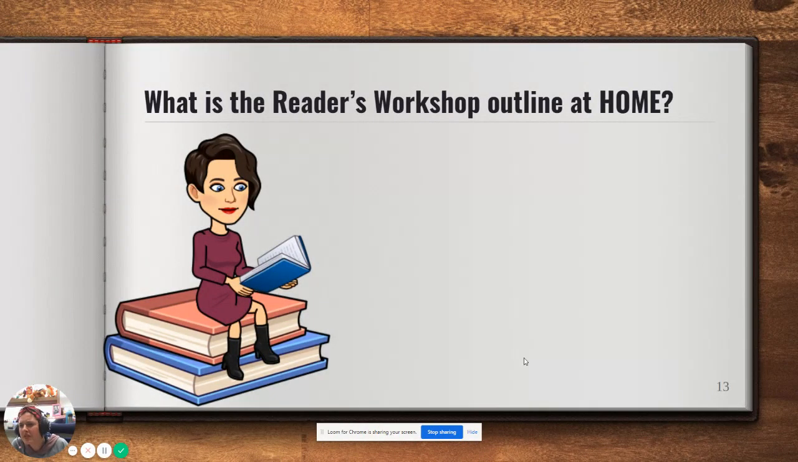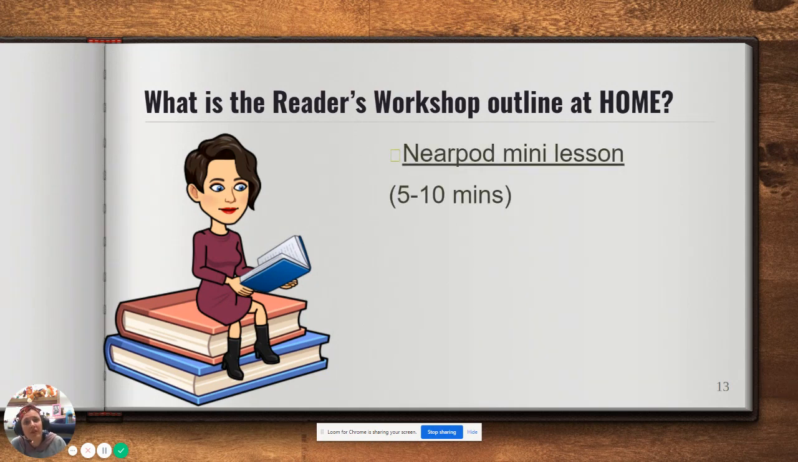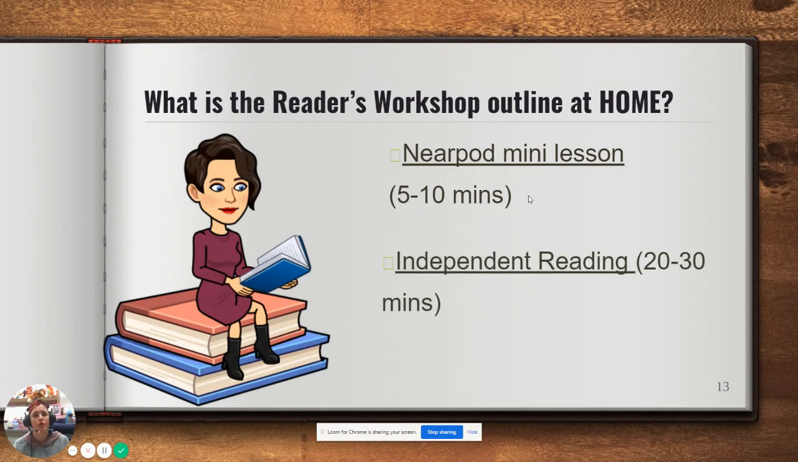Now, what is the readers workshop outline at home? Because we are not at school, it is going to look a little bit different. You will have your Nearpod mini lesson, just like the lesson we are doing right now. After you are finished with your Nearpod lesson, that does not mean you are finished reading for the day. You should find somewhere comfortable and do some independent reading. And then, if you would like, you can share with your teacher what you have read. You can share it via email or on Flipgrid.